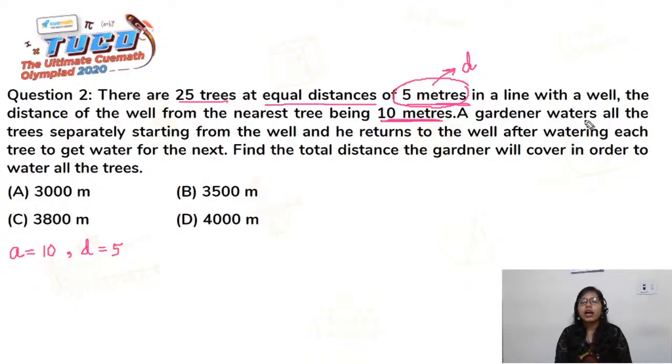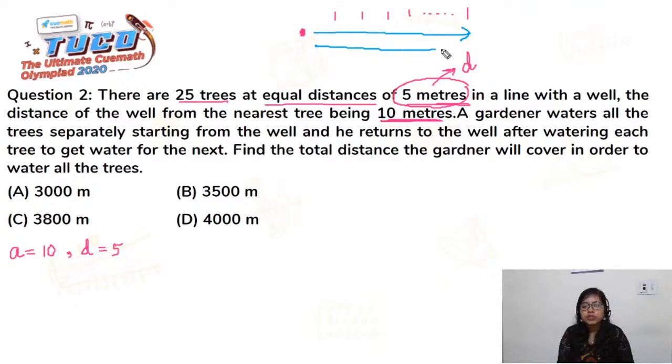A gardener waters all the trees separately, starting from the well, and he returns to the well. So if this is the well and he is watering all these trees, it goes on till 25 trees. Then he is again returning back to the well. So the returning path is this, and this is my well. Alright, I hope everybody understood.